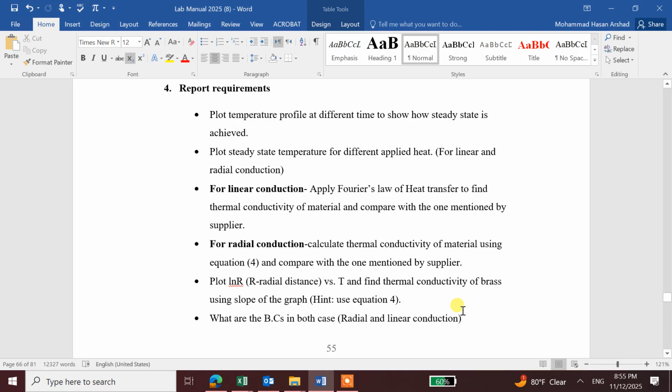Okay. So as I have told you many times, just read the report requirements. First of all, what you need to do is plot temperature profile at different time to show how steady state is achieved. So if you have data, I send you.